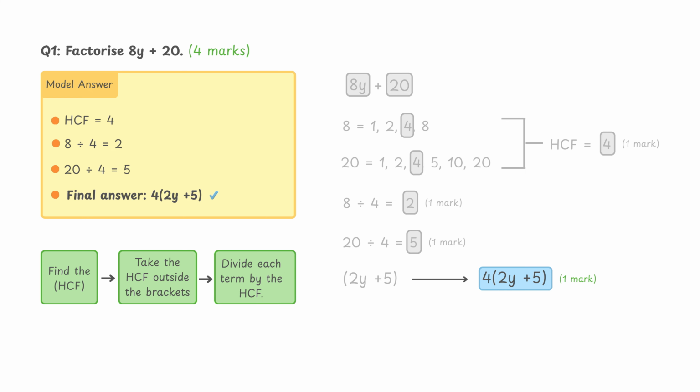So let's summarize the full method again. Step 1, find the highest common factor. Step 2, take the HCF outside the brackets. Step 3, divide each term by the HCF to fill inside the brackets. If you follow these steps carefully, and always check your answer by expanding, you will be able to gain full marks in questions like this. Take a moment to look at the solution again, and make sure each step makes sense before moving on.